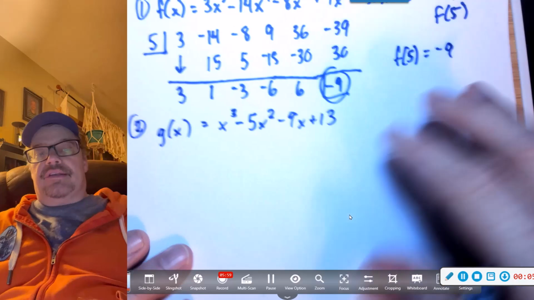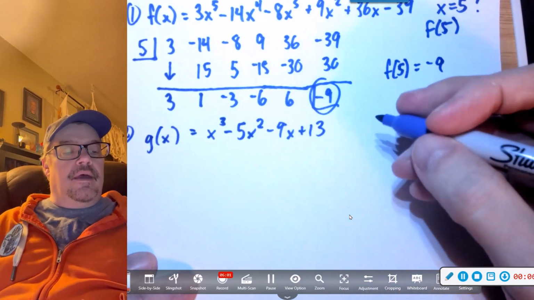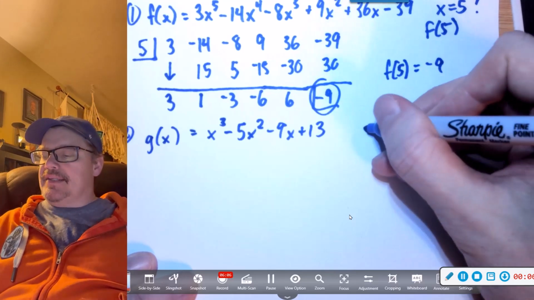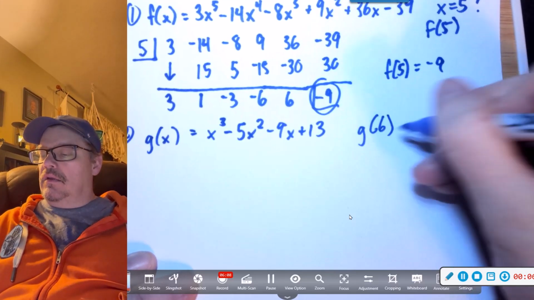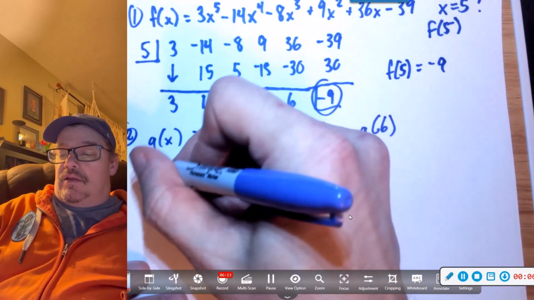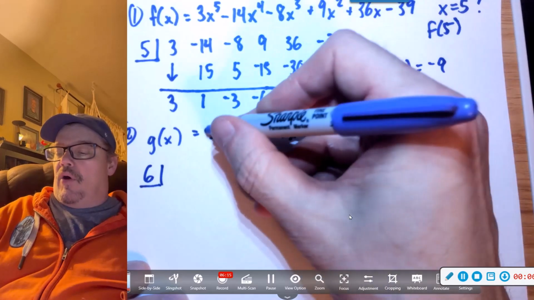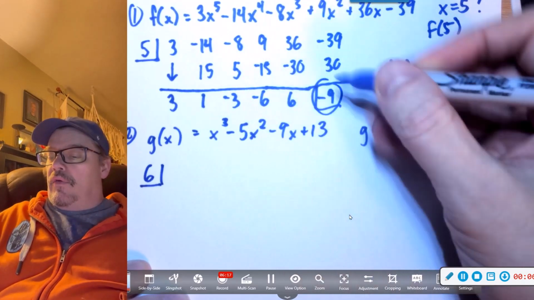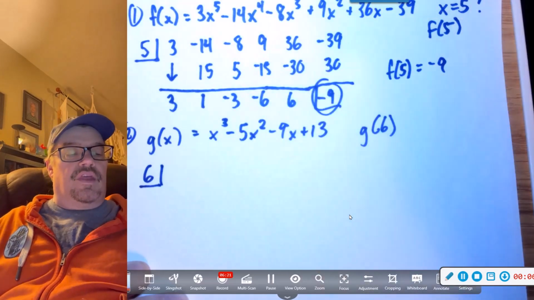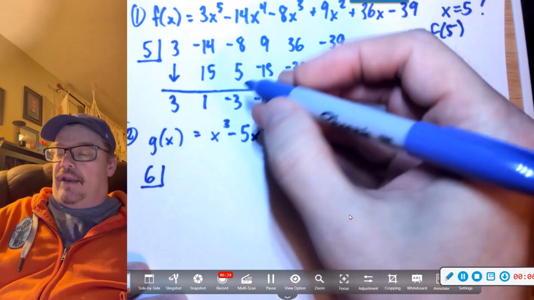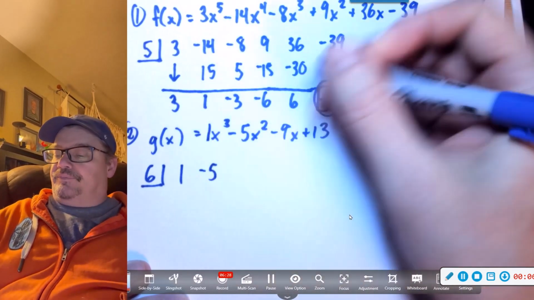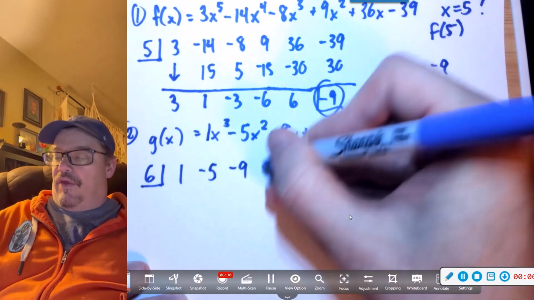Now what we're going to ask is, what is it when x equals 6? So what we're asking is, what is g of 6? We put 6 in the window, and then we grab all the coefficients, now they're all in order, and they go 3, 2, 1, 0, so I don't have to put any zeros there, so that's great. So I've got a 1, because there's an invisible 1 there, then -5, -9, and then 13.